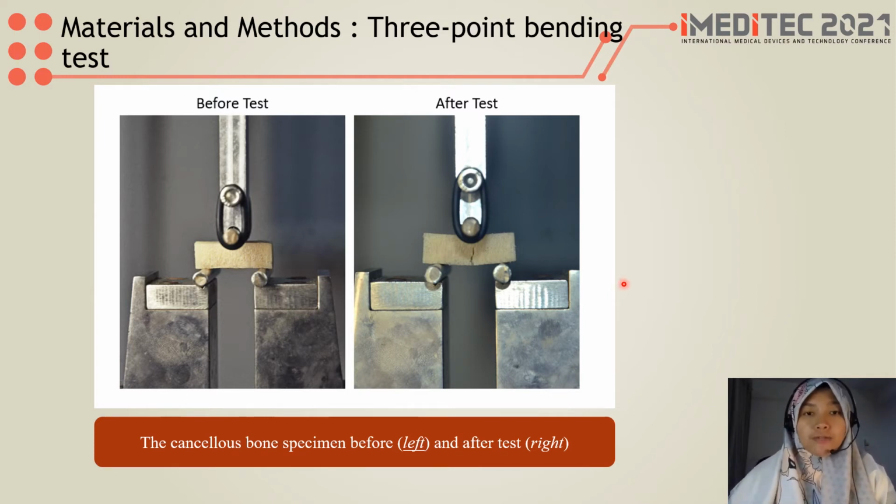This here is a figure of the cancellous bone specimen under the three-point bending test. The left image is the specimen mounted on the three-point bending jig before the test is conducted, and the right image is after the test is conducted. As you can see, there is a small crack on the bottom of the specimen due to the bending test.